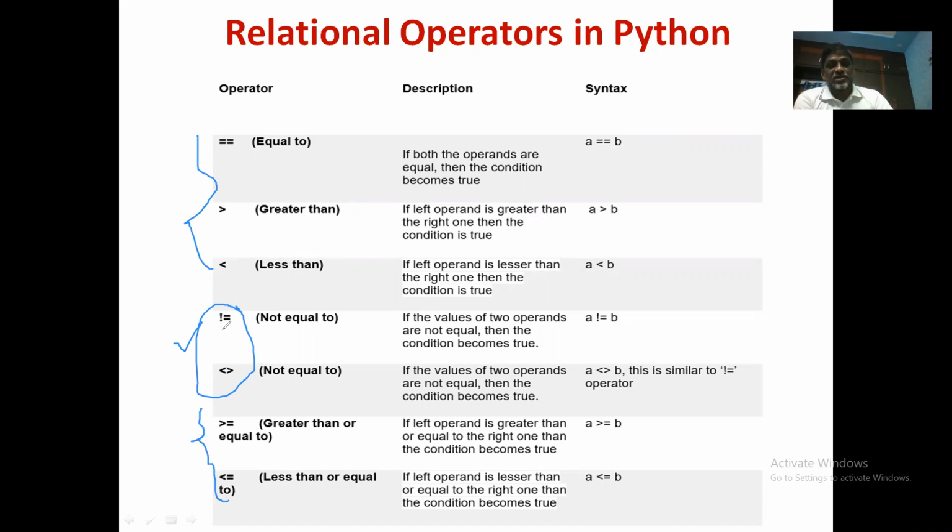Out of these two symbols, you can use any of them in your programs. Okay, both are equal. Okay, so generally we use this symbol in other languages also. So better to follow this. Okay, only Python uses this particular symbol for representing not equal to. Okay, leave this topic. Let us understand the operators one by one.